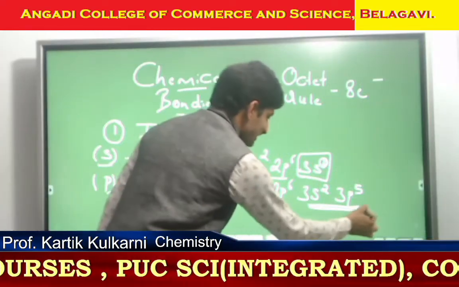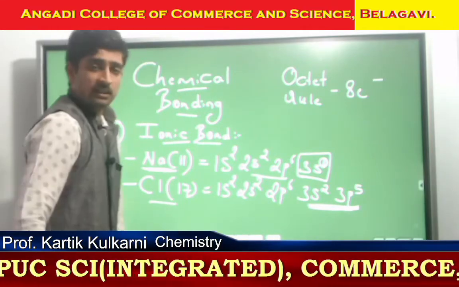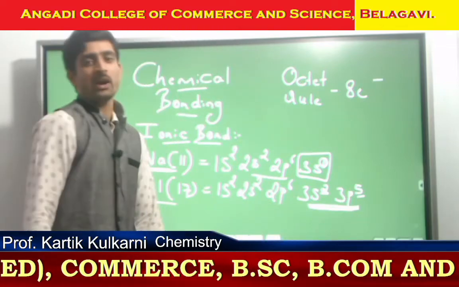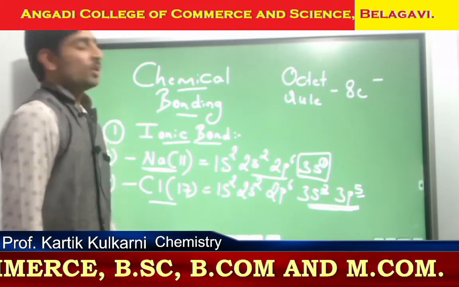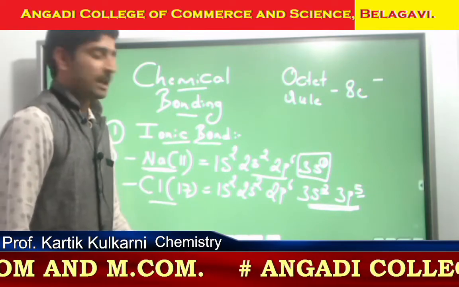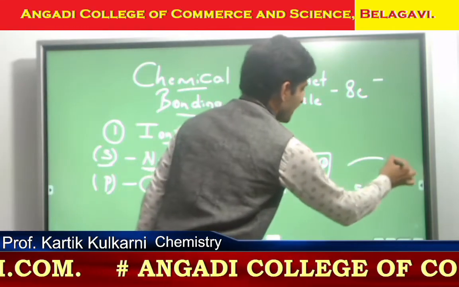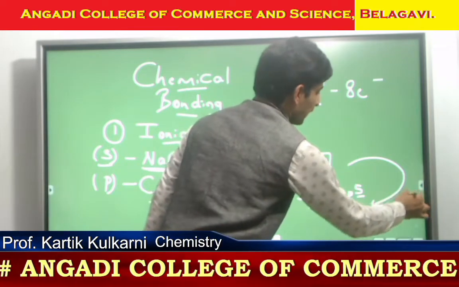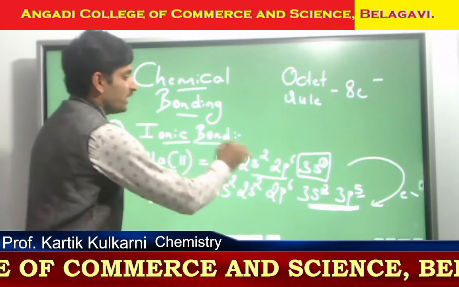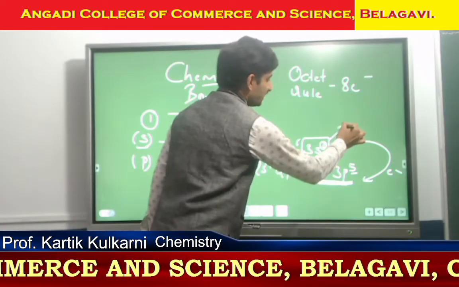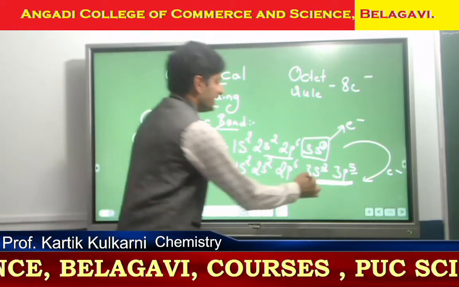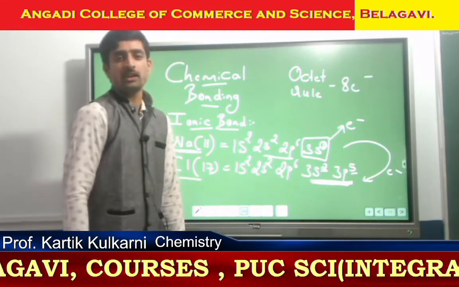In the case of Cl, to attain stability it requires one electron. Already 7 are there, so it requires 1. So the only option to make the whole compound stable is by the transfer of electron. Now, sodium is going to donate its 1 electron to Cl, and Cl is going to receive 1 electron from the sodium.